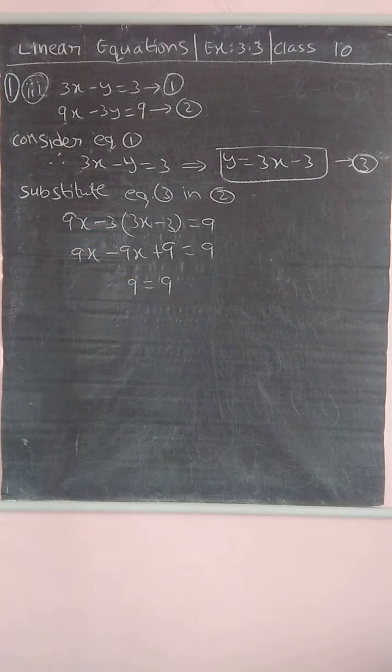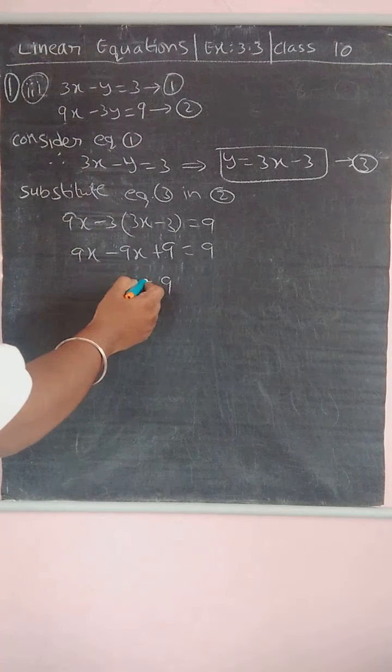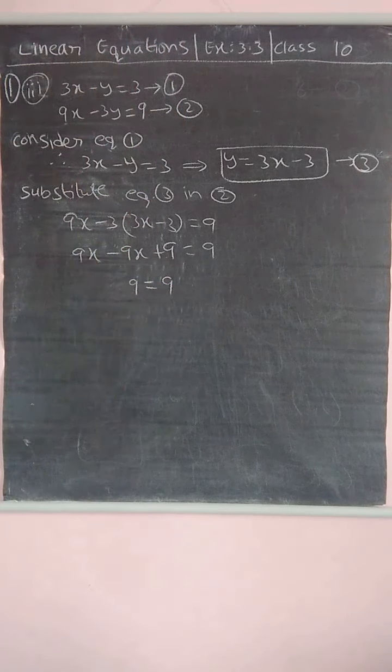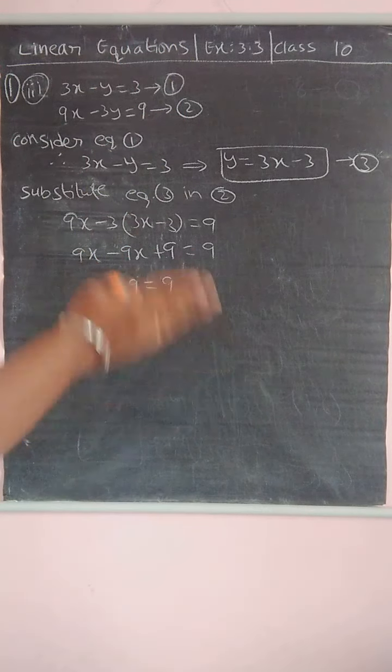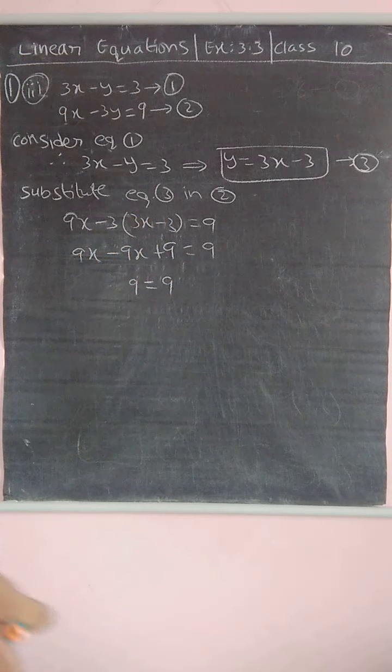So in such cases, if the variable values eliminate, then definitely it cannot be intersecting. That means it can be coincident or parallel. So how to differentiate? If you get a condition like this, LHS is equals to RHS without a variable, then it will be coincident. If there is no variable and LHS is not equals to RHS, then it will be parallel. For that also I will give one example.